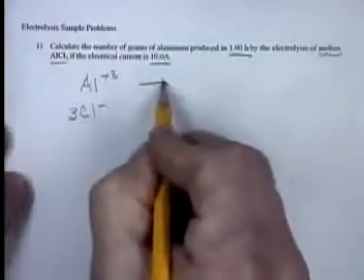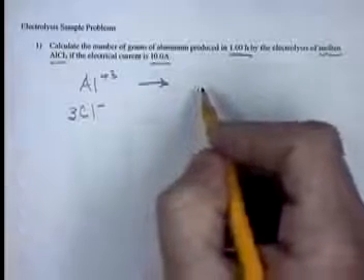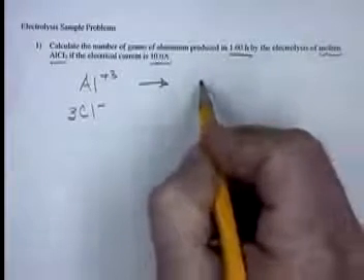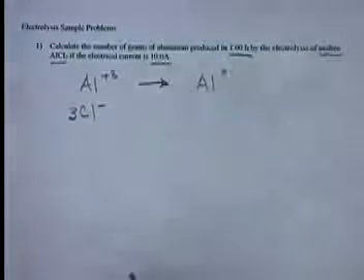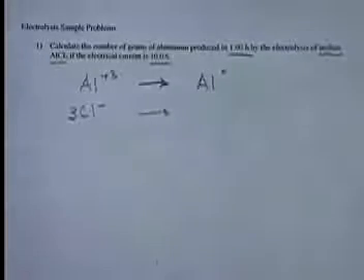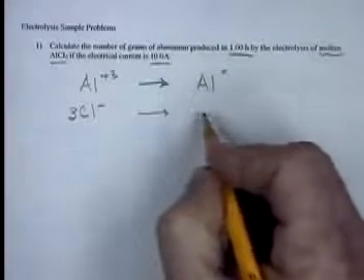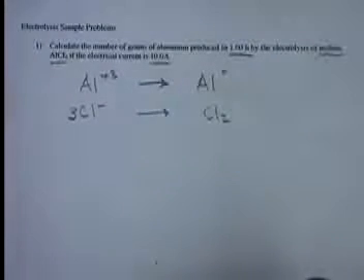So when we drive the current in here, we're going to take aluminum and give it some electrons, and we're going to form aluminum solid, or aluminum with a 0 charge, right up here. The chlorine, on the other hand, is going to lose electrons, and we're going to end up with just plain chlorine here on the right-hand side of the equation.